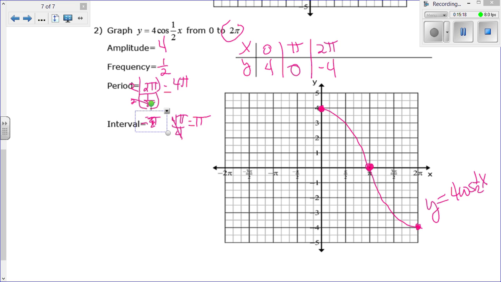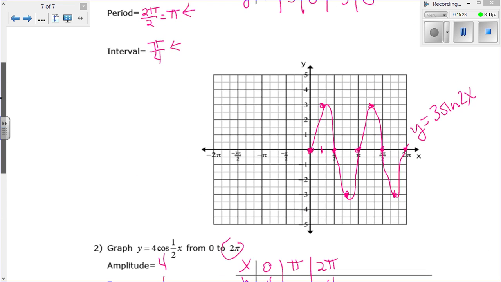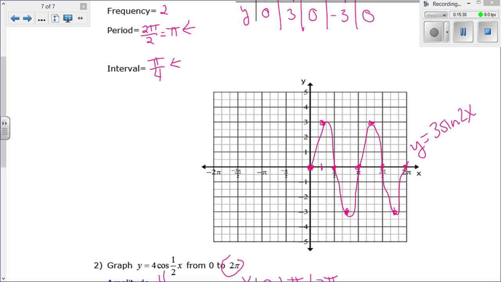Notice frequency is 1/2. That means between 0 and 2 pi I have half of a curve. 4 is my amplitude. That's the height. If we go back up here and look at the one we did right before this, same thing. My amplitude was 3, so the height is 3, and my frequency is 2, meaning I have two curves between 0 and 2 pi.